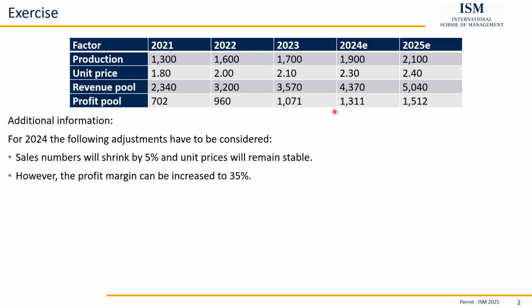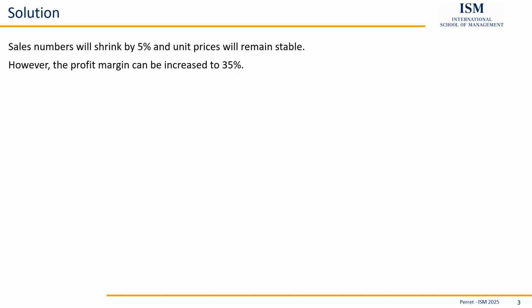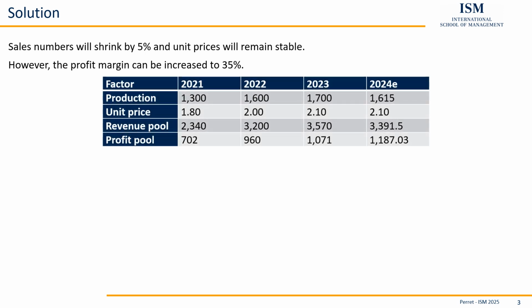Second, the profit margin can be increased to 35%. So we will have a higher profit share even though sales and unit prices will not increase distinctly. Well, our job now: adjust the estimate and calculate the resulting gap, so the difference between new estimated profits and estimated profits given here.